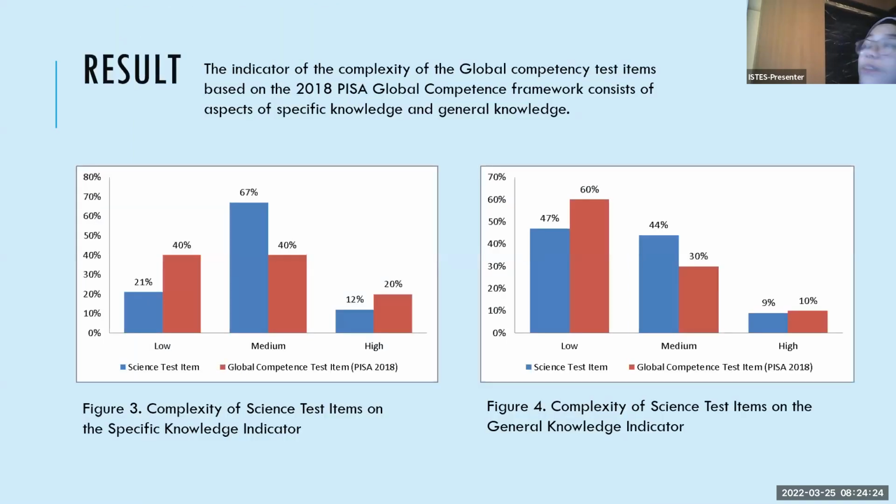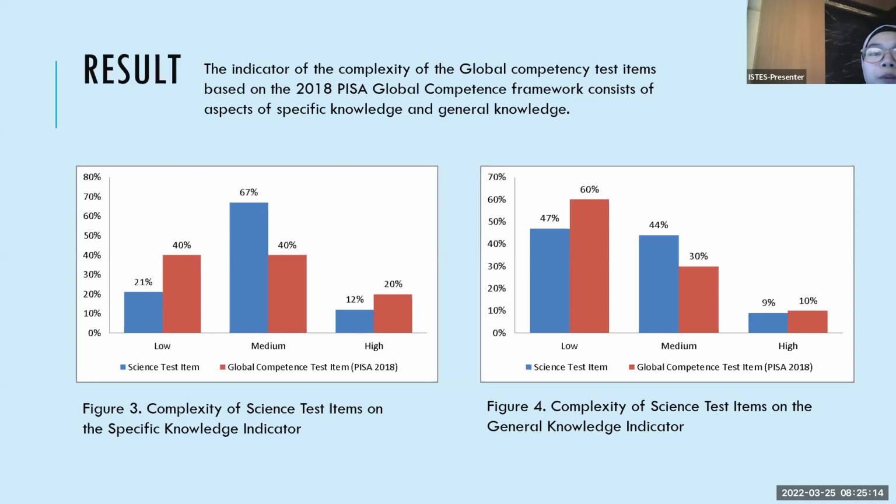Okay, here's the result of the study. We can see in this picture low, medium, and high between PISA global competency and the science test items in the textbook. We can see there is a big difference in the range of the percentages. For example, in the complexity of science test items on specific knowledge, the science textbook is dominated by the medium category, but in PISA, low and medium are the same, around 40%.